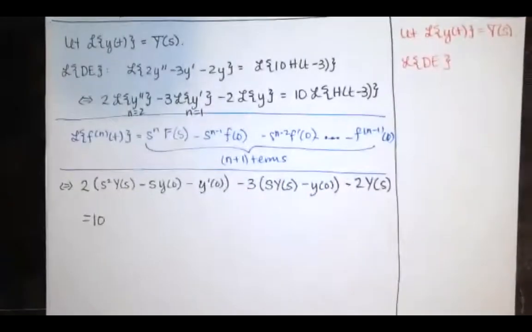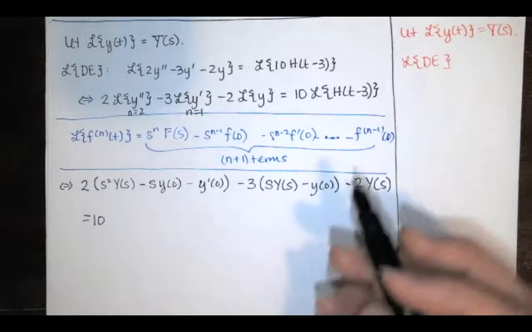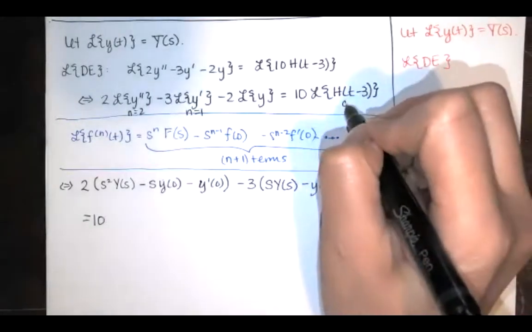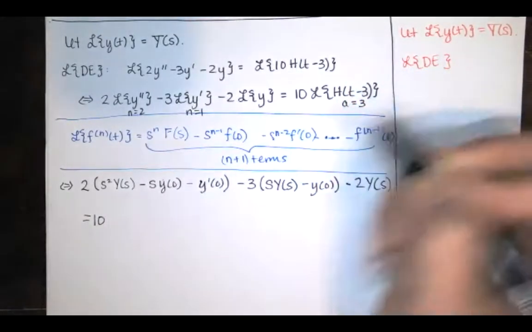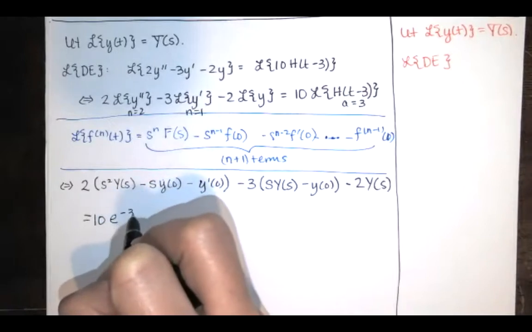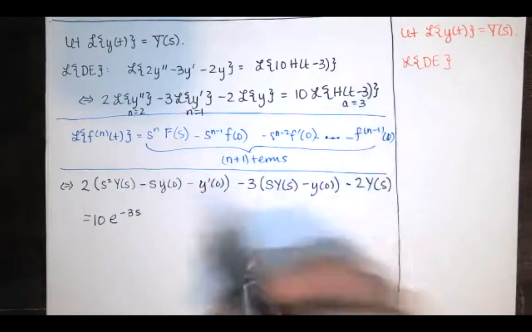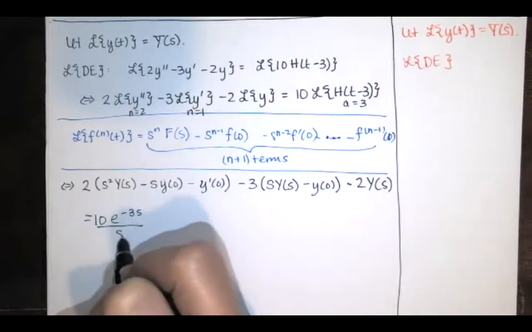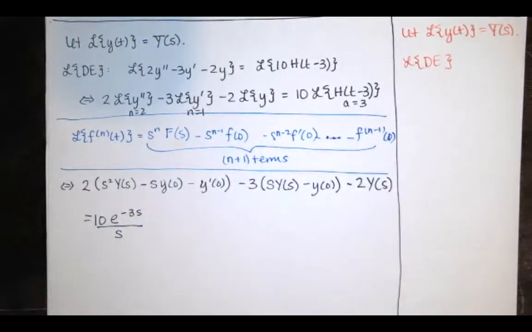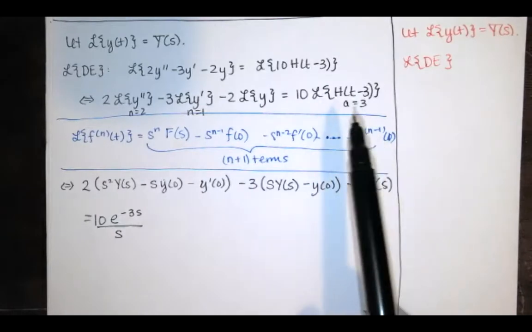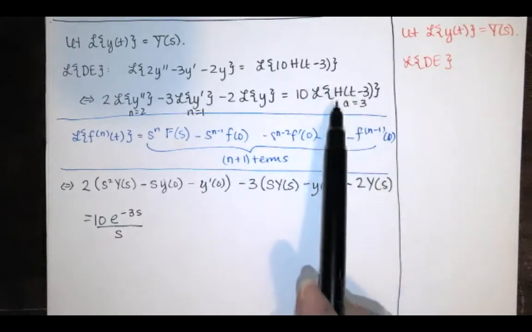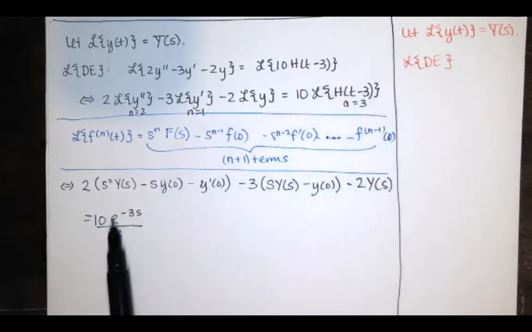Okay, so we will have, well, first identify a. A is 3. So this is e to the negative 3s, and it's going to be multiplied by the Laplace transform of 1, which is 1 over s. If you don't remember that rule, that's okay. You can just look it up in the table, and it tells you that the Laplace transform of the Heaviside function at t minus a is e to the negative as over s.